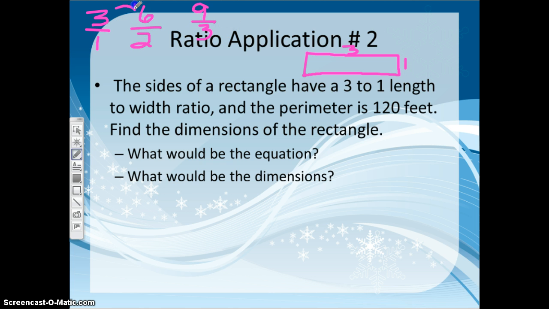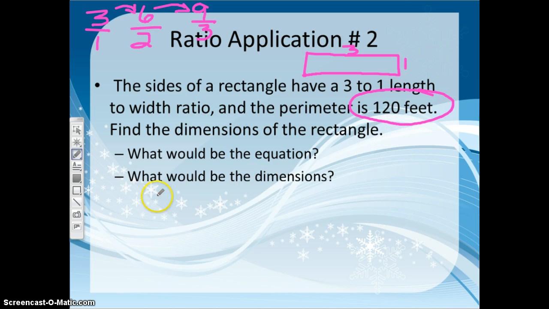Remember, all those lengths, the length could be 9 and 3. The length 9 and the width 3. It could be that the length is 6 and the width is 2. All of those lengths have a ratio of 3 to 1. But we're given that the perimeter is 120.